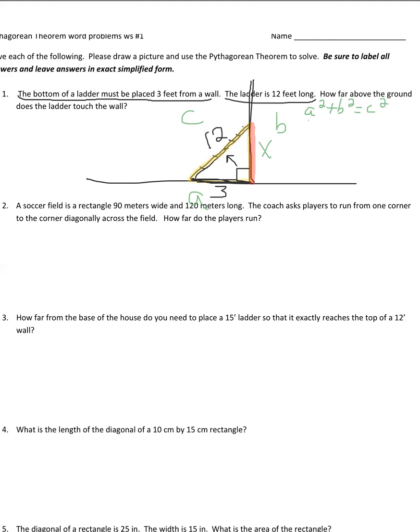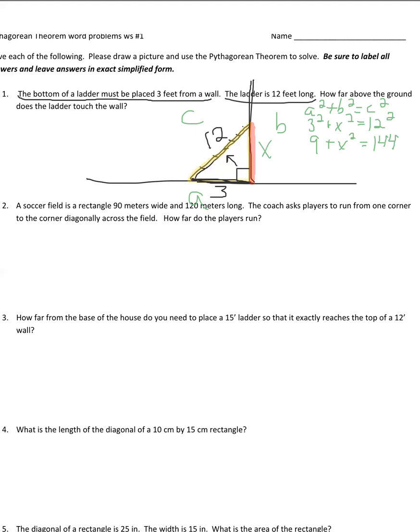A is 3 in this case, so 3 squared plus B is the one I don't know, so I'm going to replace it with X. And C is 12. All right, so 3 squared is just 9. And 12 squared is 144. So now you're here and you have this little quadratic equation to solve.